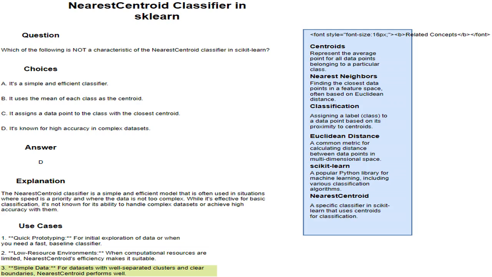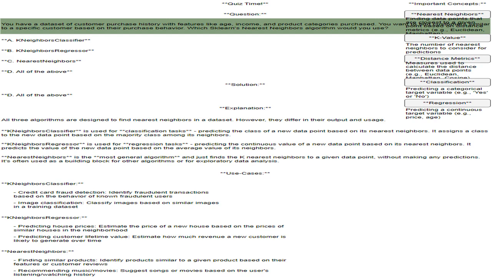Nearest centroid performs well. You have a dataset of customer purchase history with features like age, income, and product categories purchased.